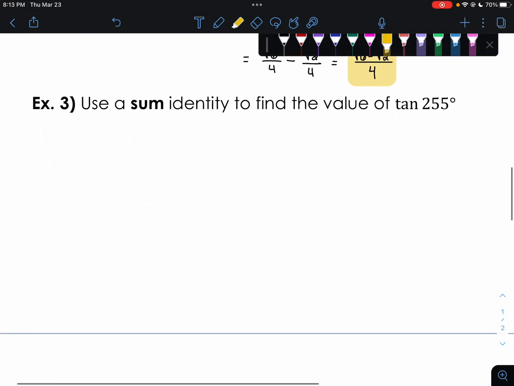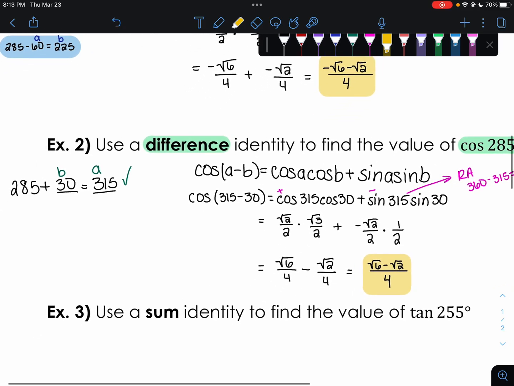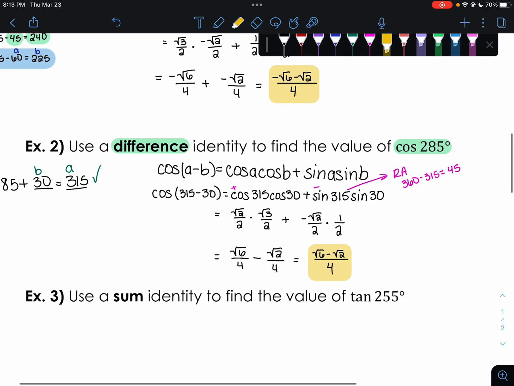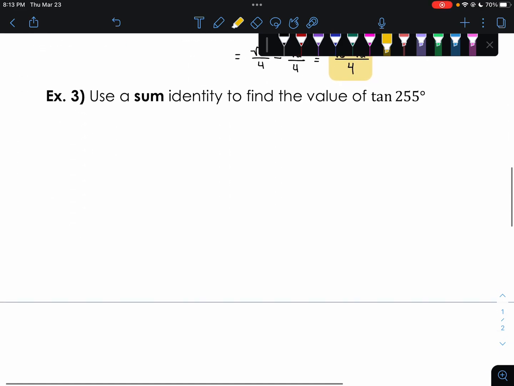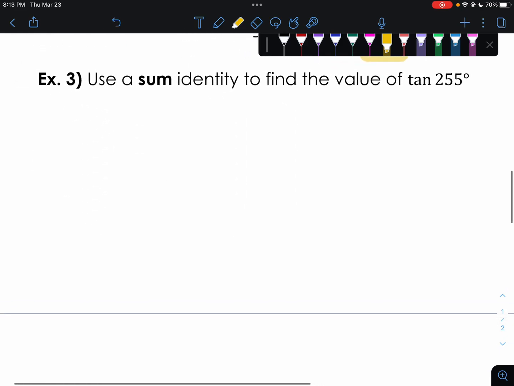Moving on to the last example. Before I do that, again, look over this, pause the video, reflect, see if you have any questions. If so, write it down and ask the next time you're in class. But we're moving on to example number 3, where we're going to use a sum identity to find the value of tangent of 255.